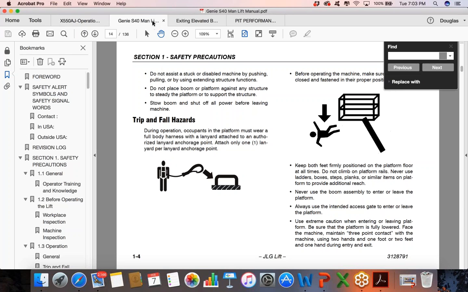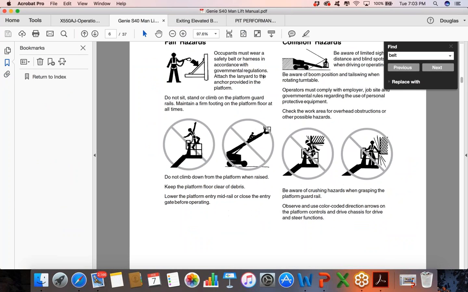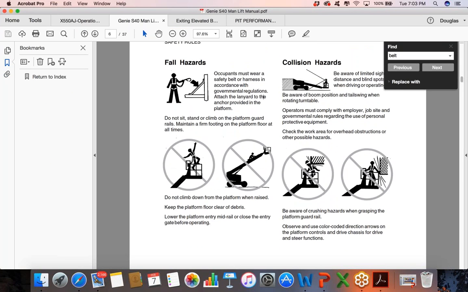And then, like we said right here, a Genie man lift, personnel lift here. And now they're only requiring a body belt or a harness. Either one is acceptable. Okay. So that's one, folks.